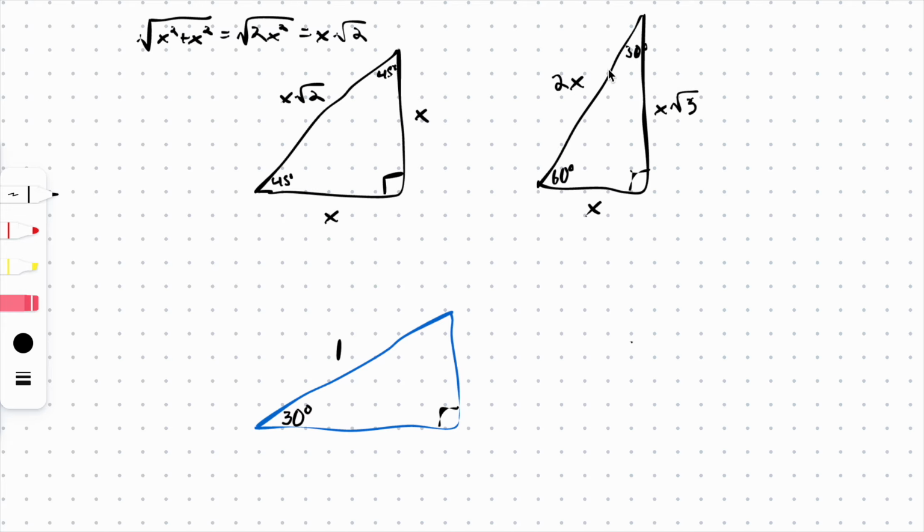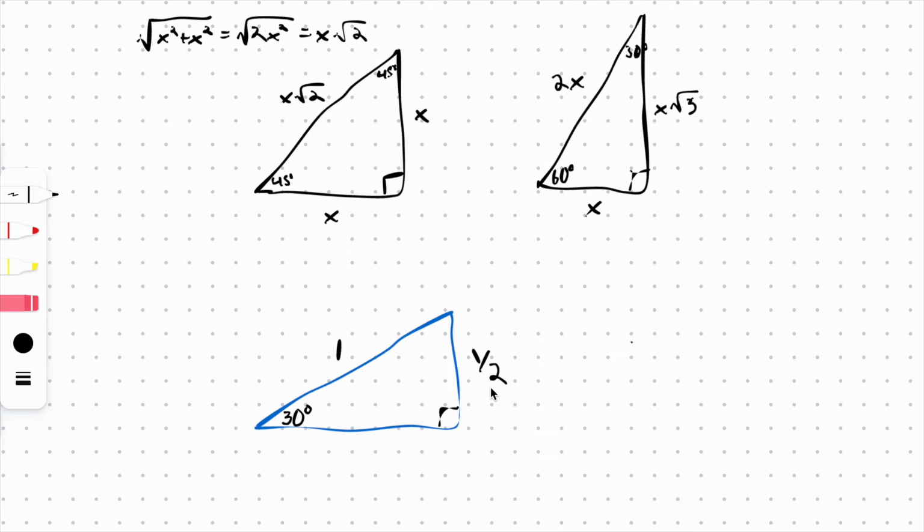If our hypotenuse here is equal to 2x, and x is our side opposite to 30 degrees, and here our hypotenuse is equal to 1, what would x have to be equal to? Well, 2x equals 1, x would have to be 1/2. So this side opposite to 30 degrees would be 1/2.